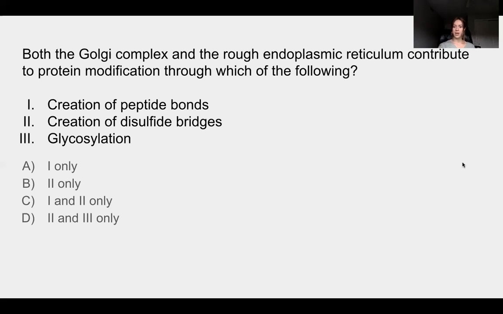All right, assuming that you have answered the question now, I'll show us the answer, which is 2 and 3. So both the Golgi complex and the rough ER contribute to protein modification through creation of disulfide bridges and glycosylation. They do not both create peptide bonds. We're going to talk a little bit more about the specific functions of the rough and smooth endoplasmic reticulum, and the Golgi complex I think we'll talk about after the next question, but don't worry, we'll go in depth into all of the organelles that we need to know.